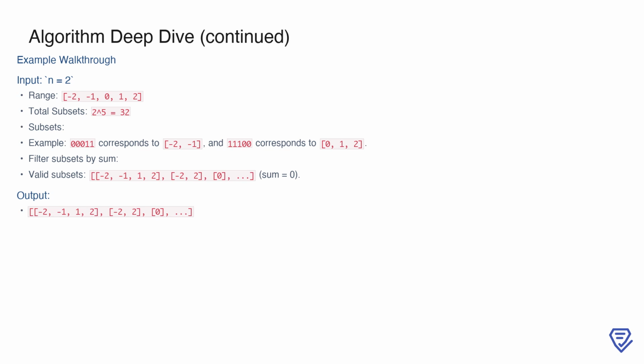After generating these subsets, we filter them by calculating the sum of their elements. Only subsets with a sum of 0 are retained. For this input, the valid subsets include {-2, -1, 1, 2}, {-2, 2}, and {0}. These subsets make up the final output of the algorithm. This example demonstrates how the algorithm systematically generates, processes, and filters subsets to solve the problem.